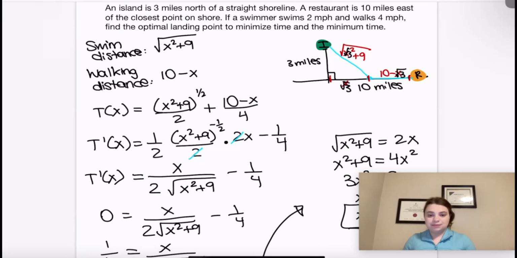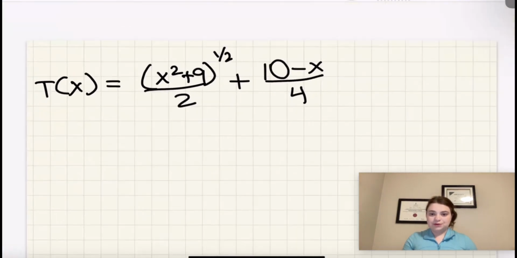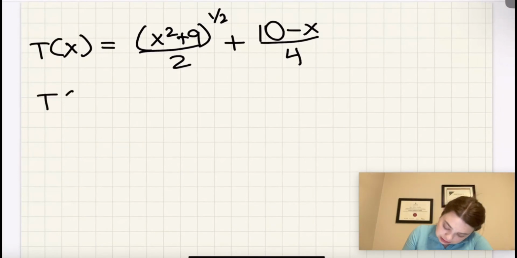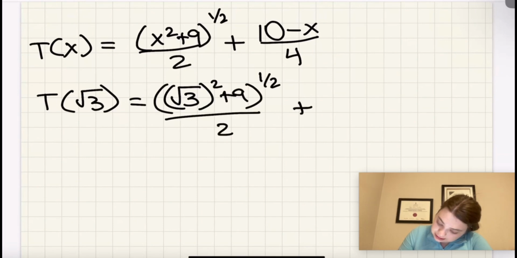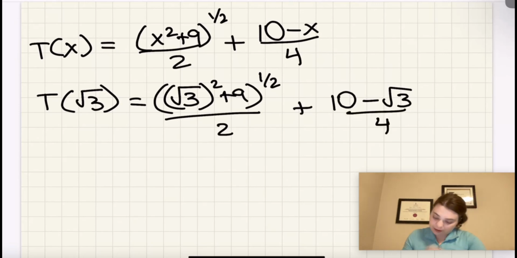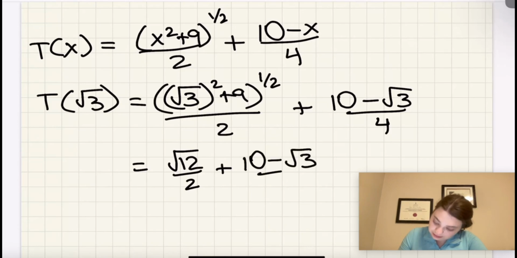Okay, so to find the minimum time, I'm just going to plug that value of root 3 back into my time equation. So here I've just copied my time equation onto another page because we were running out of room. So this is going to be T of root 3 is equal to root 3 squared plus 9 to the power of a half over 2, plus 10 minus root 3 over 4. So root 3 squared is just 3. So over here we're going to get root 12 over 2 plus 10 minus root 3 over 4. And that's not really something that's going to simplify super nicely, which is okay.